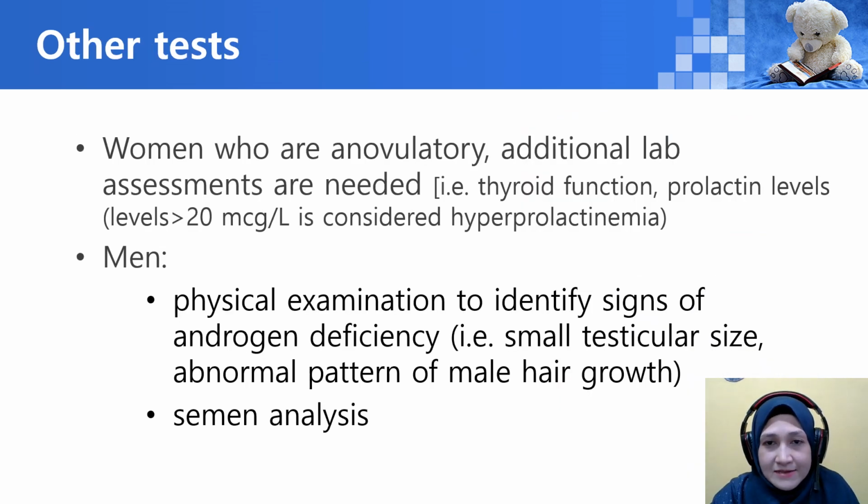So other tests is the blood test for detection of thyroid function, if there is any dysfunction in thyroid hormone or hyperprolactinemia, so they need to do some blood tests. For men, they can do a physical examination and also semen analysis.